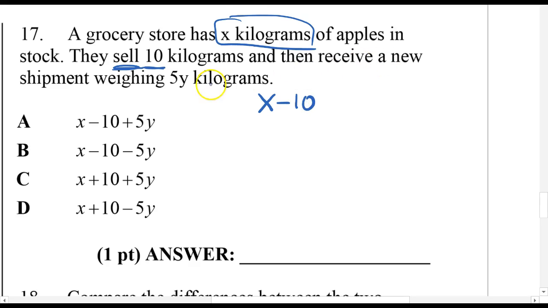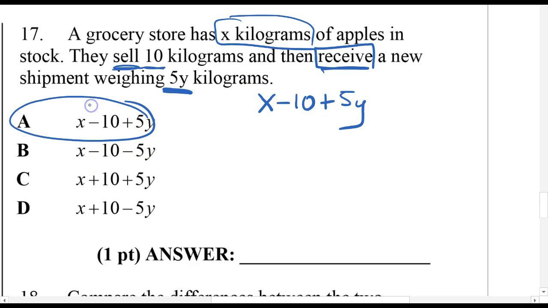And then they receive a new shipment weighing 5y. Okay, so then they add 5y kilograms. All right, so again, we started with x. We don't know how much they began with. But then they sold 10 kilograms, so we do minus 10. But then they receive, remember receive means add or more, so plus, they received a shipment weighing 5y. Okay, so then that would match A.